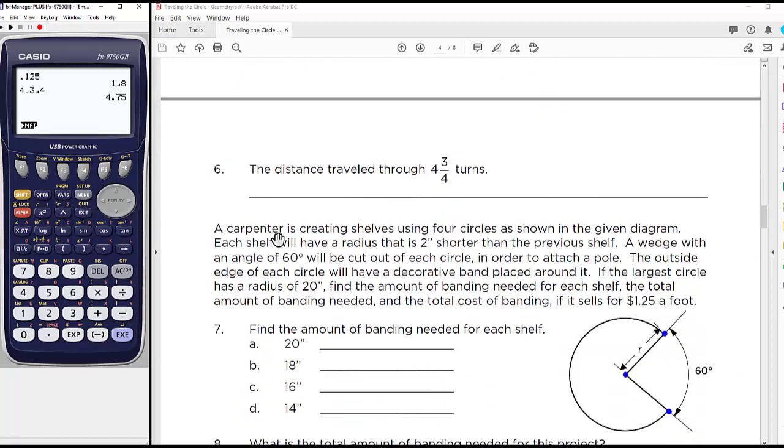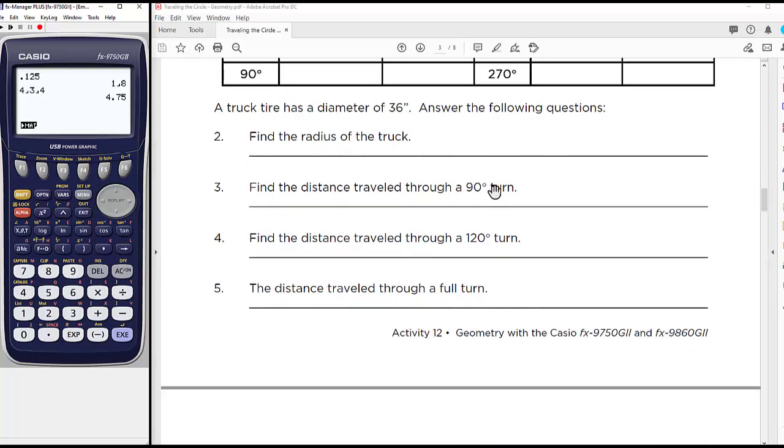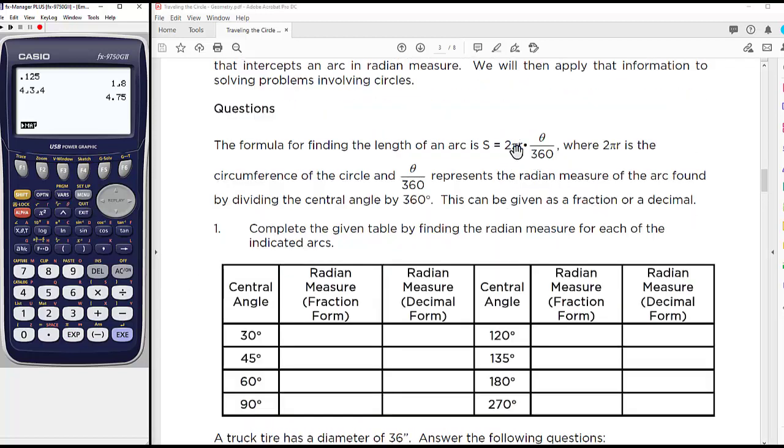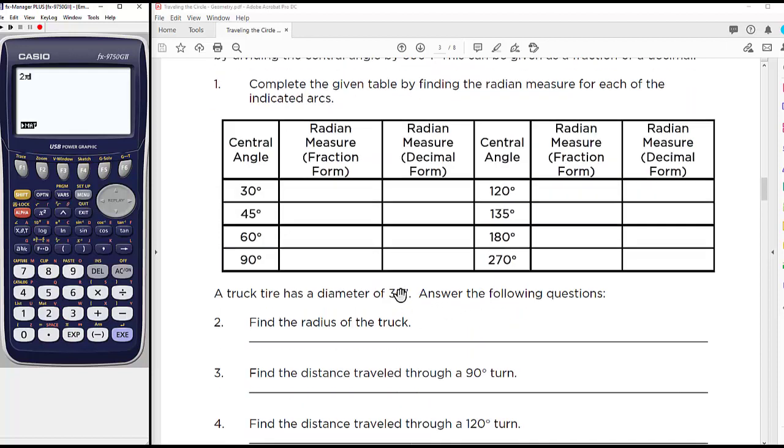I also want to show you where you can enter the pi symbol, because in this formula we want to use the exact measure, so pi, not an equivalent. So let me show you how to enter this formula where you're using the pi. The pi, you'll notice, is down here over the exponent button, and it's in yellow, meaning we'll have to hit shift first. So I can do 2, and if I want the pi in there, shift exponent, and then times what our radius is.